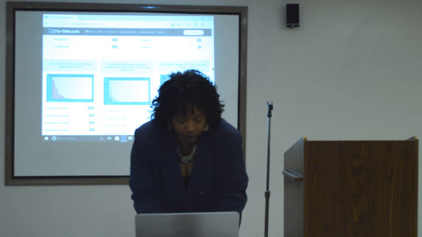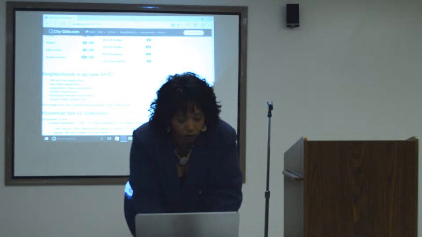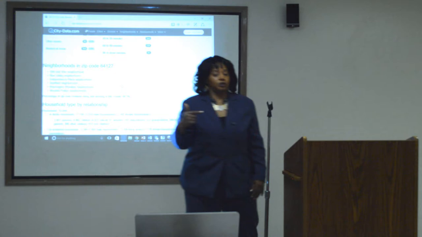But any of these graphs that you would need, it tells you about crime, the median house value. Another thing that it tells you about that I think is extremely important, it gives you the neighborhood associations. A lot of times you want to do something in a community, you can't do anything in a community without the neighborhood association sanctioning whatever you're trying to do. So this gives you all the neighborhood associations.